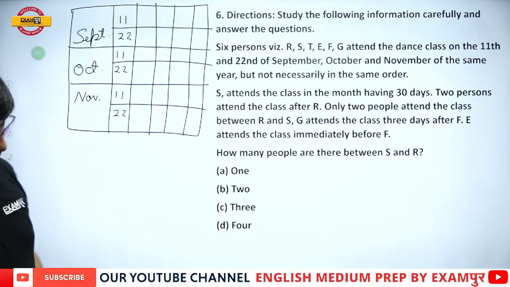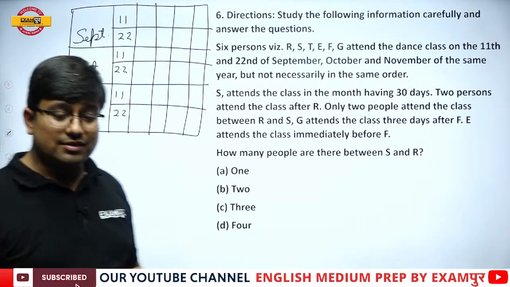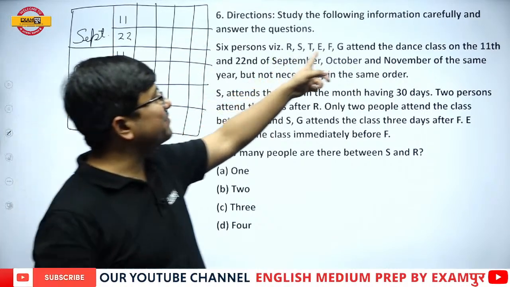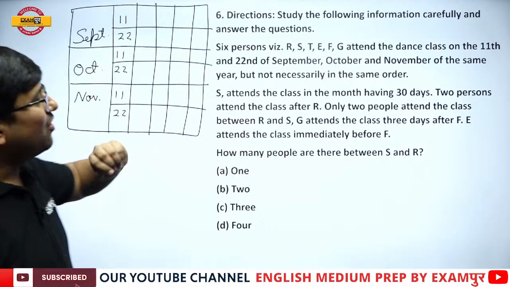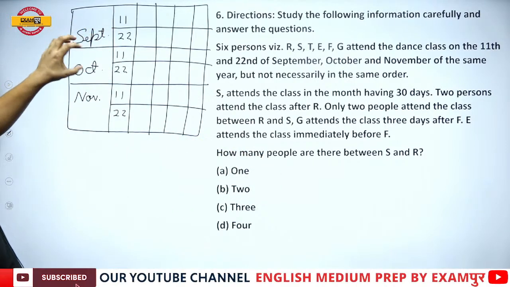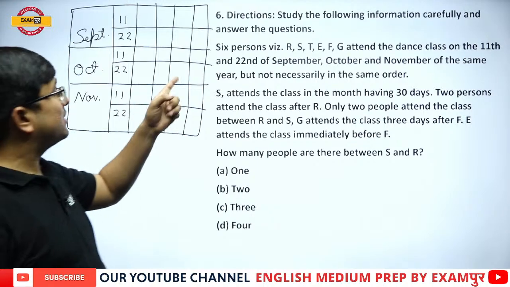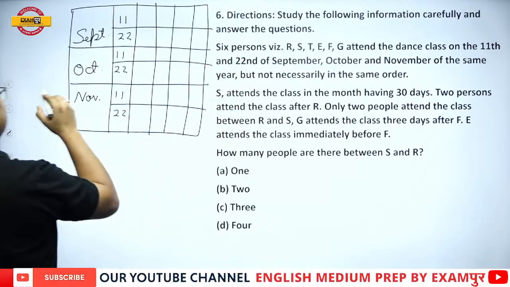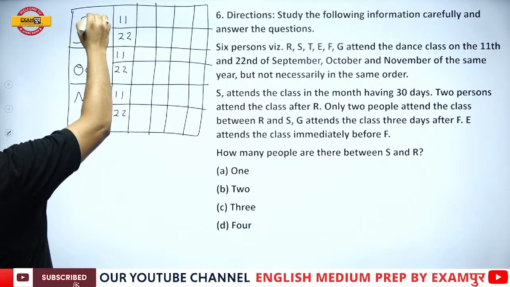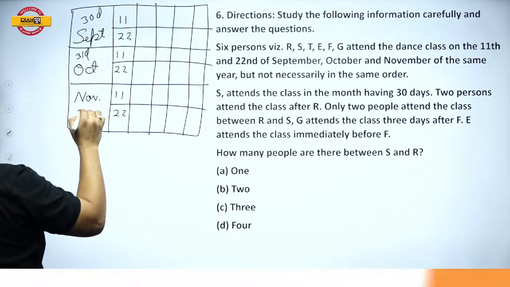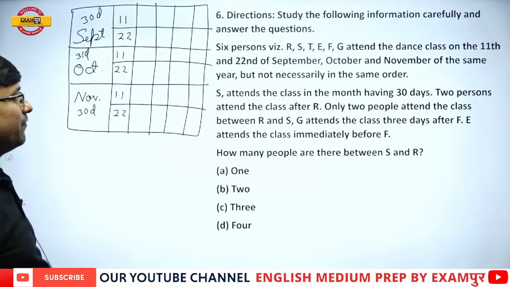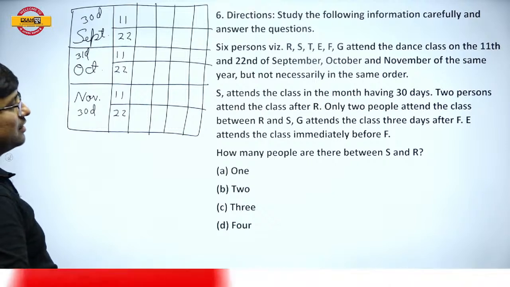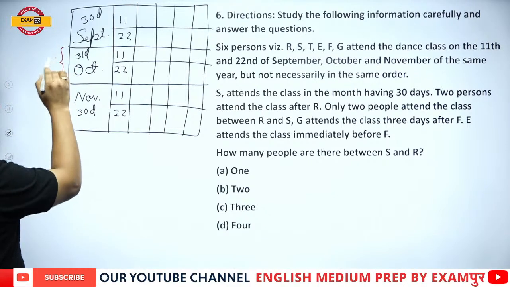Okay, now see my dear students, if I go through how to solve this, it is telling you six persons names are given. They attend the dance class on 11th and 22nd of September, October, November. Now see, the first para always talks of the basic structure of the question. Now the next thing: S attends the class in the month having 30 days. So that means S cannot be in the month of October.